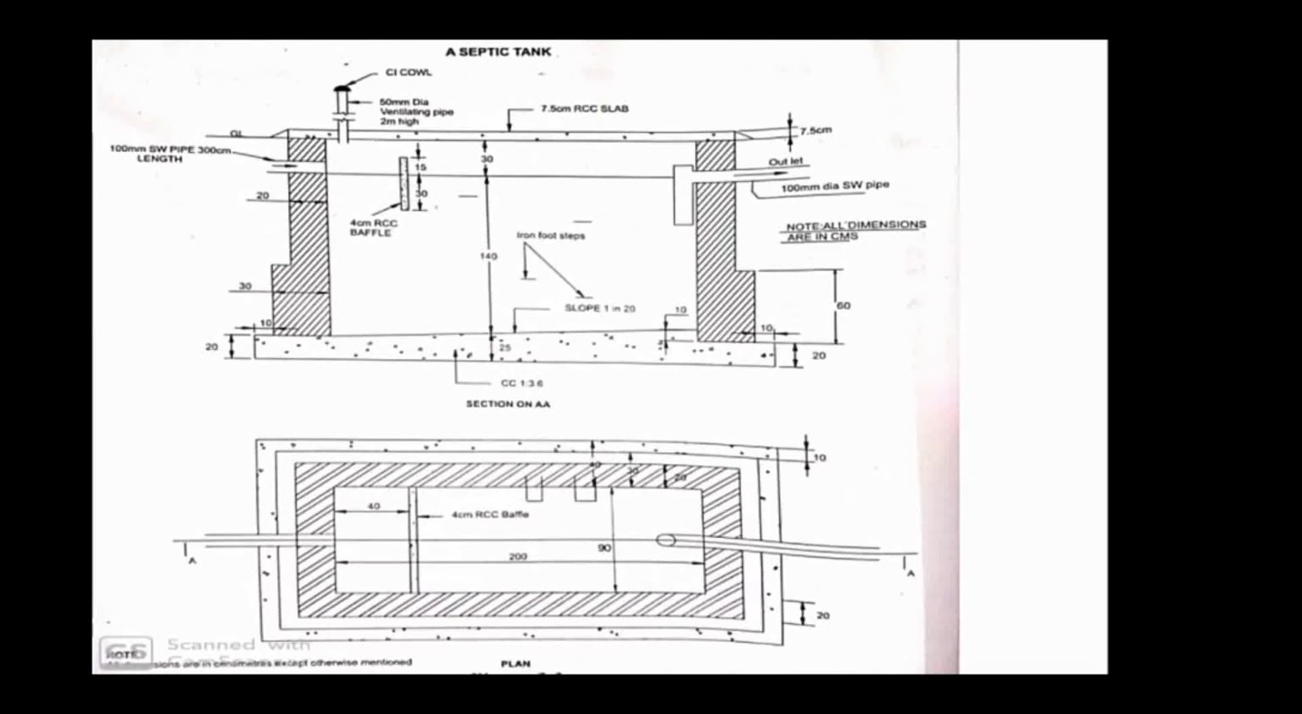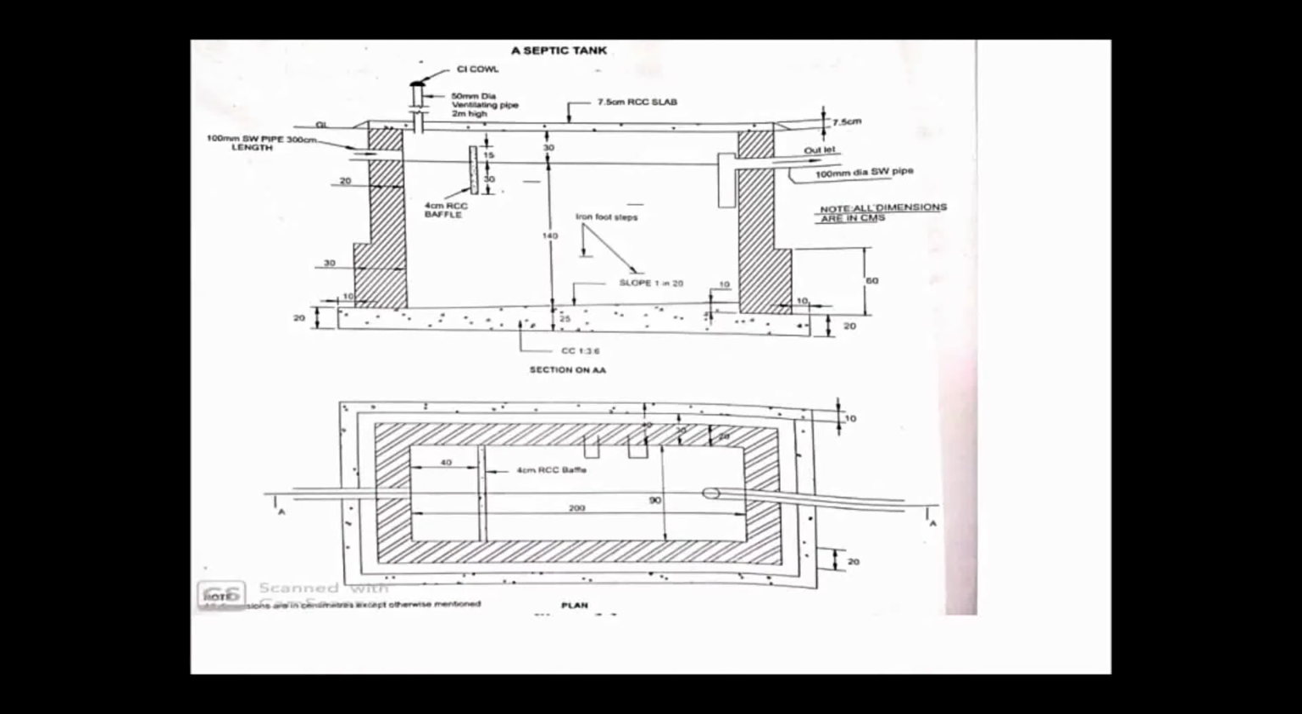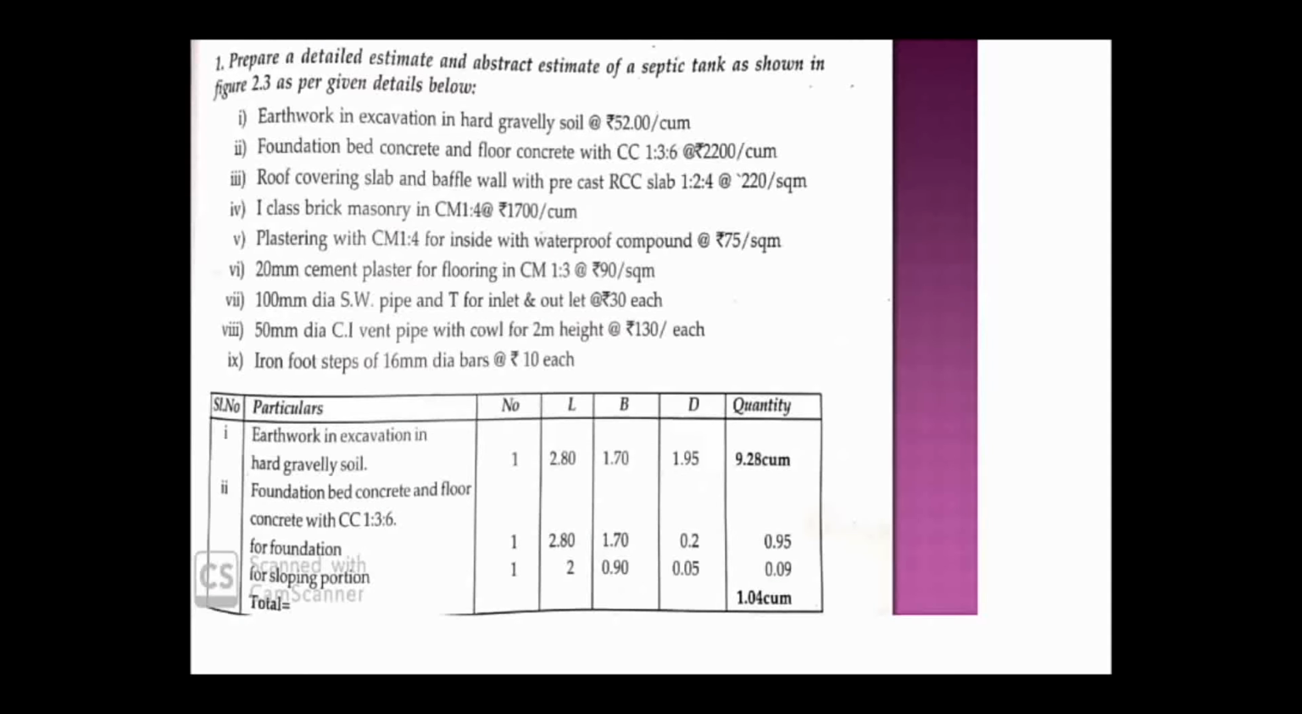So here you can see in the table, as I told, detail estimate if you want to do, that is serial number, particulars, number, length, breadth, depth and quantity, right? This is the table for detailed estimate, right? So here first one is earthwork in excavation, hard gravelly soil, right? That first item is earthwork in excavation in hard gravelly soil.